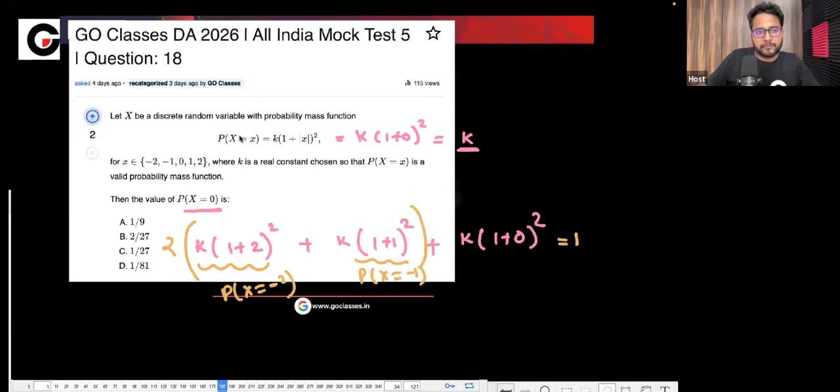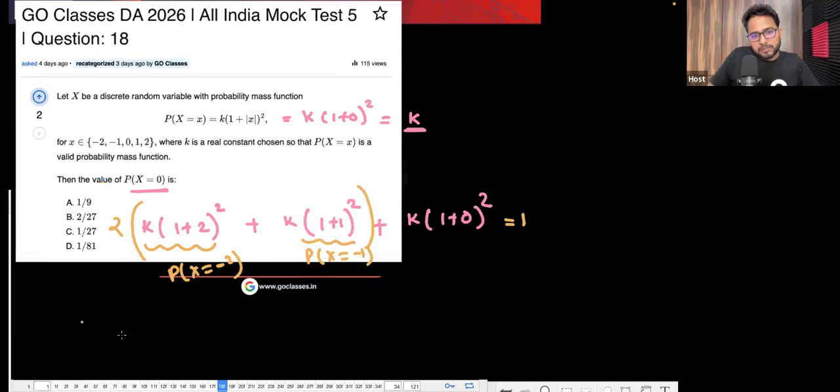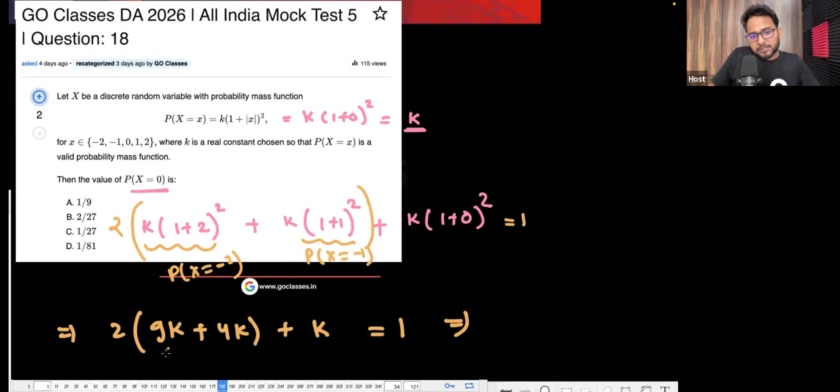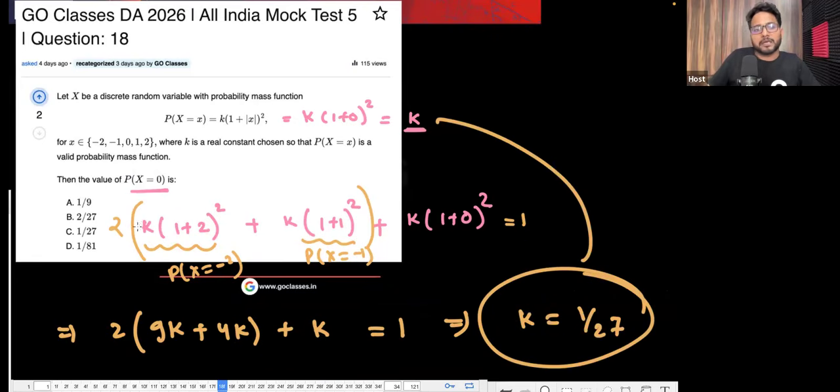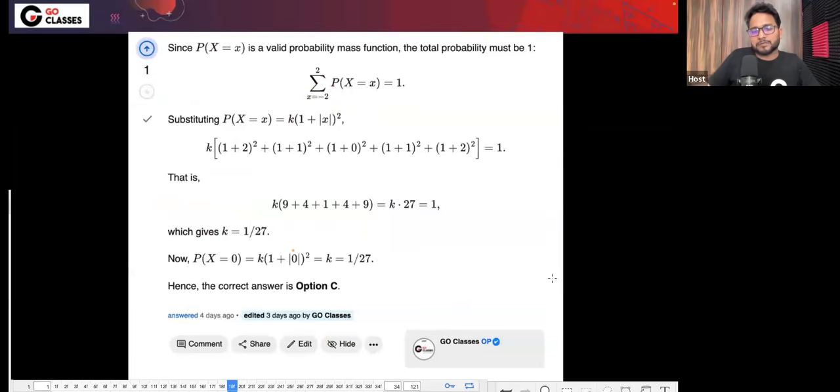So from here you can say: 2 into 3 whole square, which is 9. Okay, this is 9k, plus this is 2 whole square, 4k, plus k, equal to 1. From here you can say this is 13k, 26k and 27k, right? So k equal to 1 upon 27. Okay, and this is your answer. Directly k is your answer. So I think C is the correct answer, 1 upon 27. It was also an easy question, a 1 mark question.